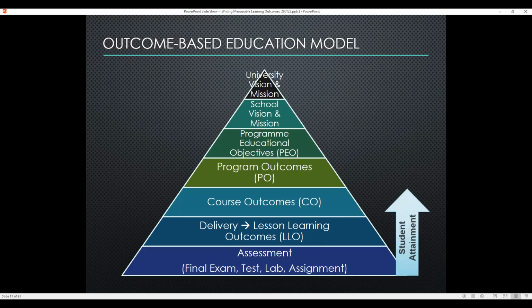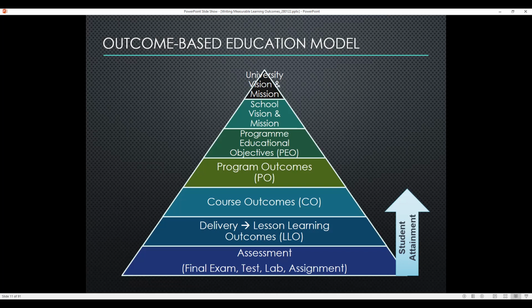When we want to look at students' attainment of outcomes, we usually begin from the bottom, which of course means we need to run assessments because we need to measure. Before we can do the measurement, we need to work on the lesson learning outcomes, and we shall see afterward how lesson learning outcomes are different from course outcomes.